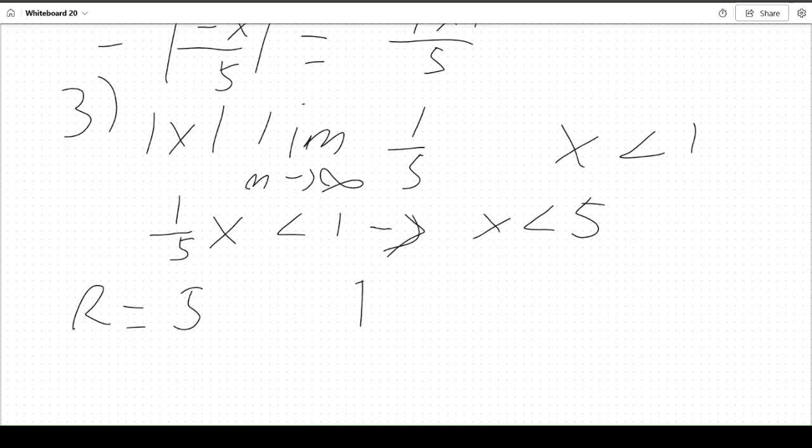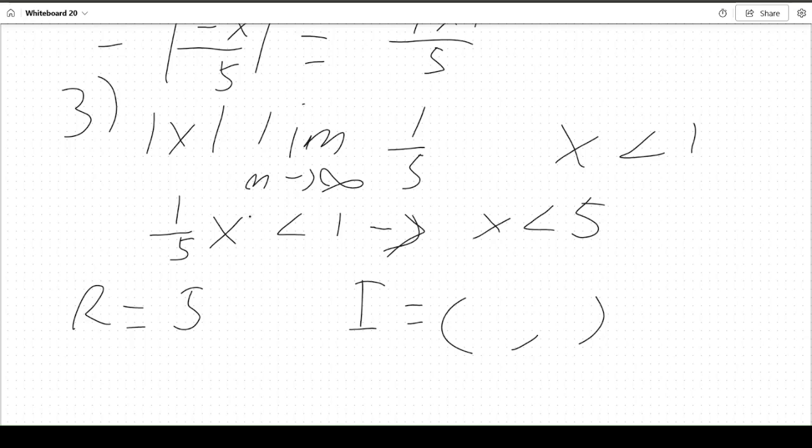And what about our interval of convergence? In our interval of convergence, whenever you get the number, when you multiply it together with x, we have to multiply by the opposite. So the opposite of 1 over 5 is 5, right?